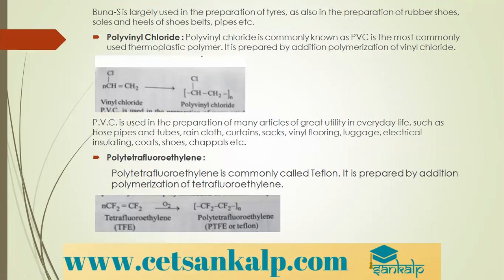Polyvinyl chloride is commonly known as PVC and is the most commonly used thermoplastic polymer. It is prepared by addition polymerization of vinyl chloride. You can see here, this is vinyl chloride. When you carry out addition polymerization, we get polyvinyl chloride, that is PVC. It is used in preparation of pipes, tubes, raincoats, curtains, vinyl flooring, luggage and so on.